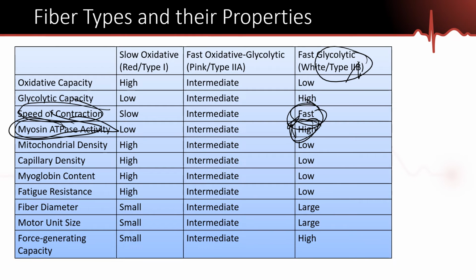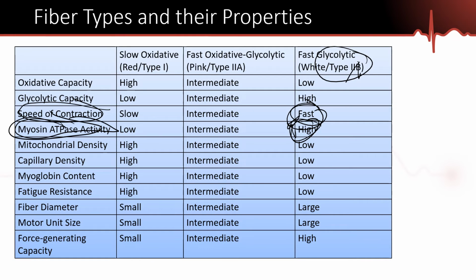So all I want you to get out of this is that fast twitch muscle fibers consume much more ATP over short periods of time than slow twitch muscle fibers do, right? For obvious reasons. And thus the fast twitch muscle fibers have to be able to make enormous quantities of ATP over short periods of time.